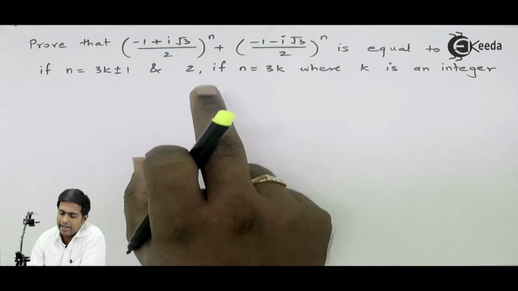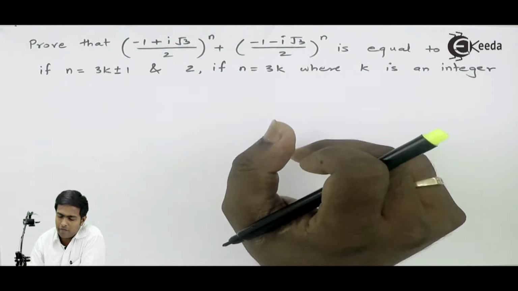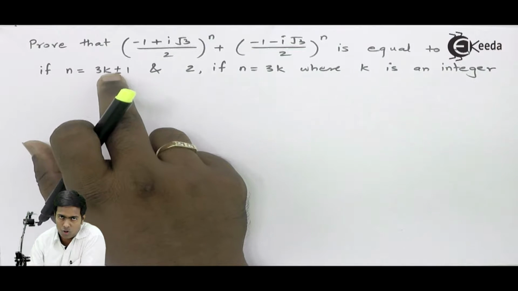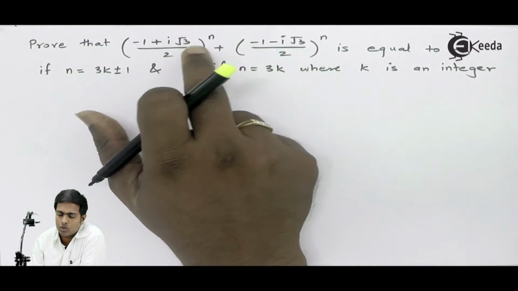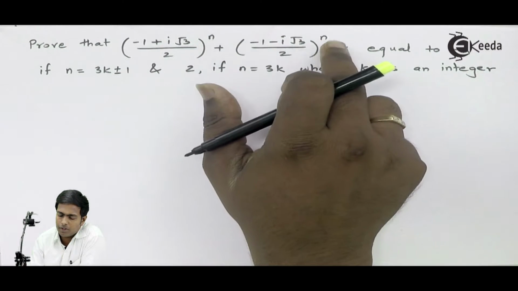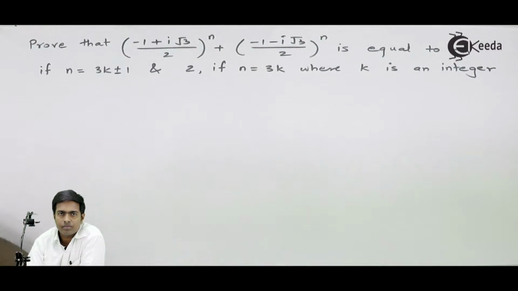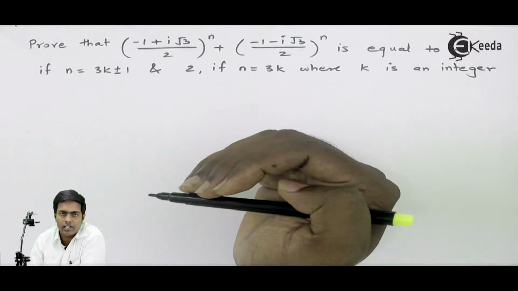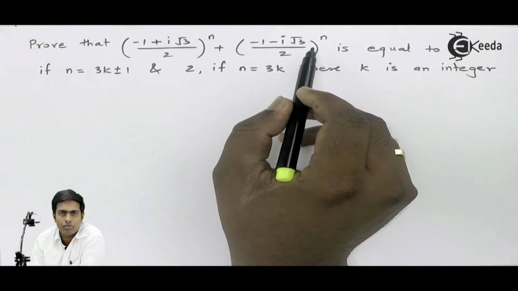It means here we have been asked two questions. One is the addition of these two terms is equal to -1 if the value of this power n is equal to 3k ± 1, and the second question is the addition of these two terms is equal to 2 if the value of the power n is equal to 3k, right? So to get both the results, first of all we will simplify both these terms.